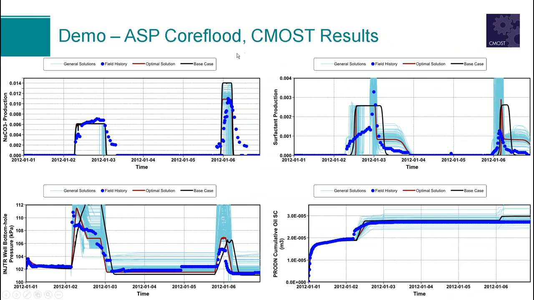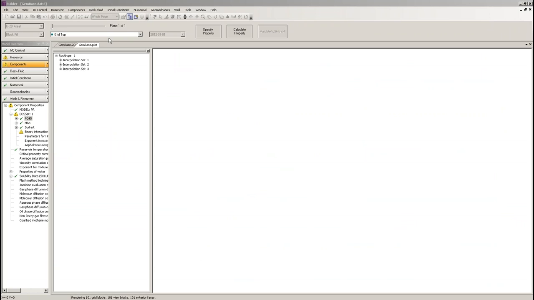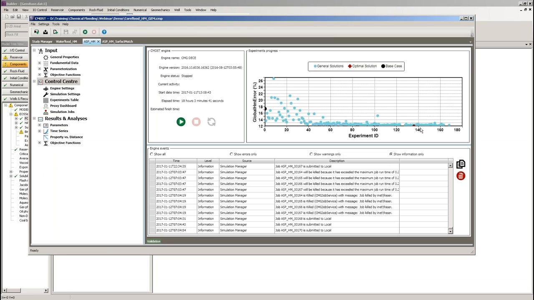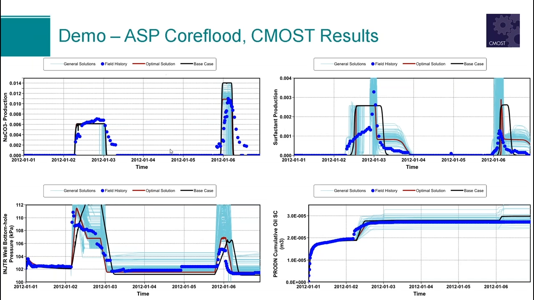Now, to see the results, first of all I wanted to show the actual CMOST results here. We did 170 some runs, and we got a fairly good match after 136 runs. Now if we look at the results, the optimal case, the match case, is the red one, and all the light blue ones are the many different cases that were tried, the points being the lab data.